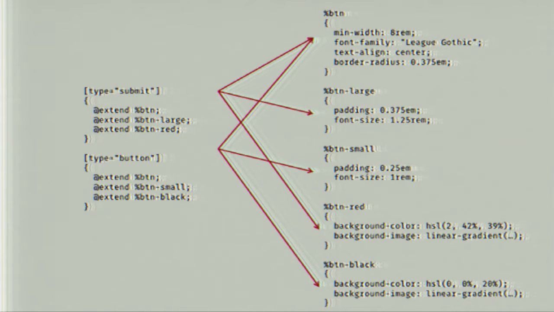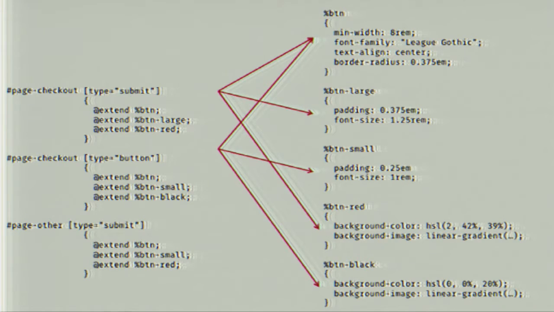What if we don't want to have the buttons on some other page look the same as the ones on our checkout page? Well, you can prefix it with a page ID. And on some other page, you can have another submit button, which is also red, but not large, but small, making these connections.